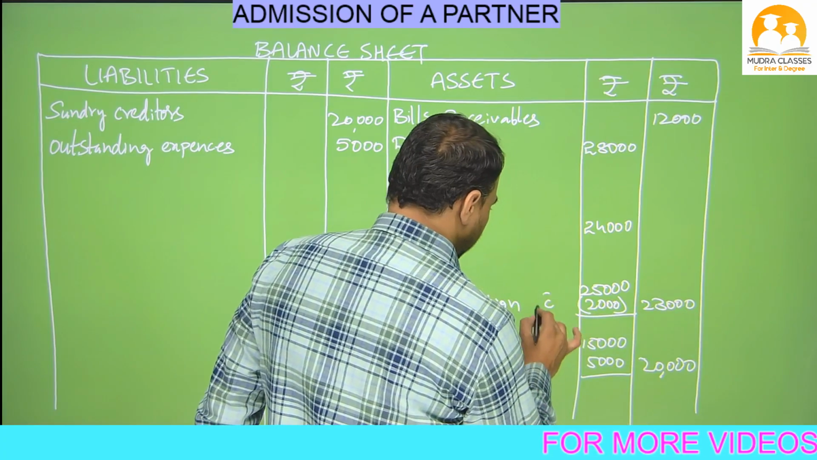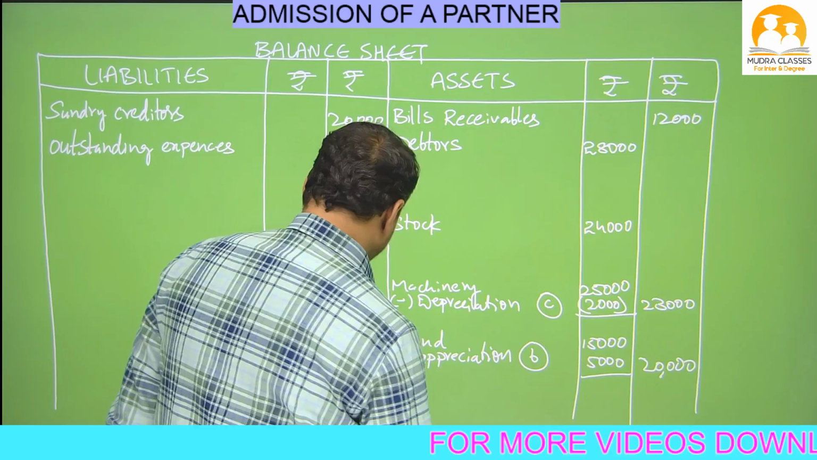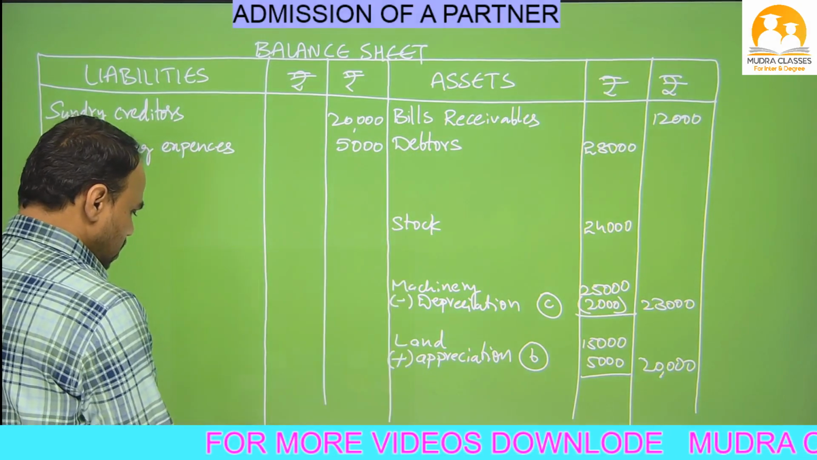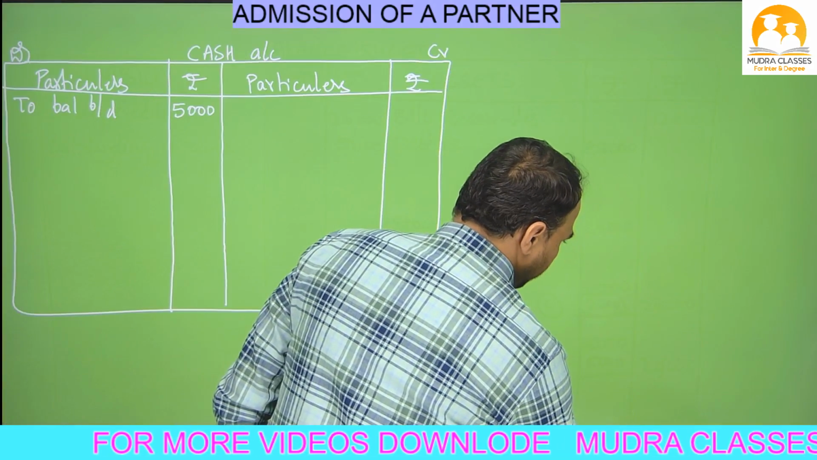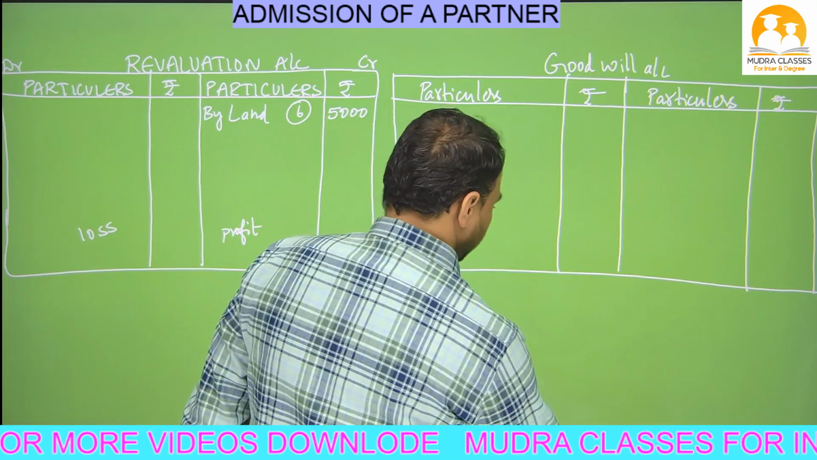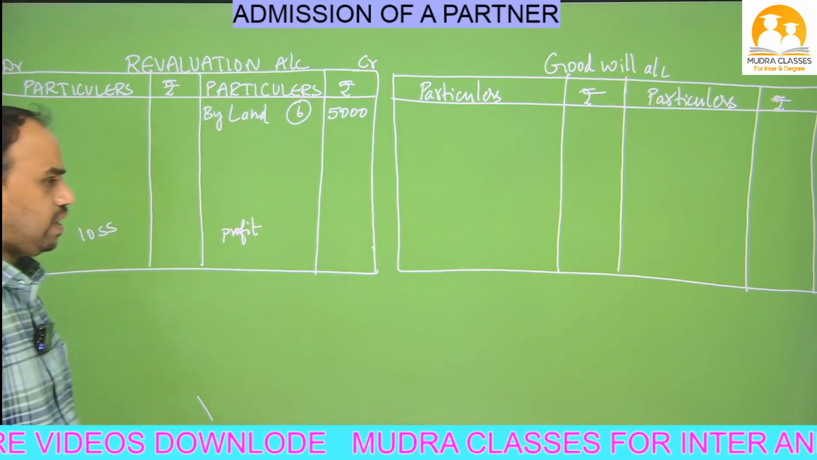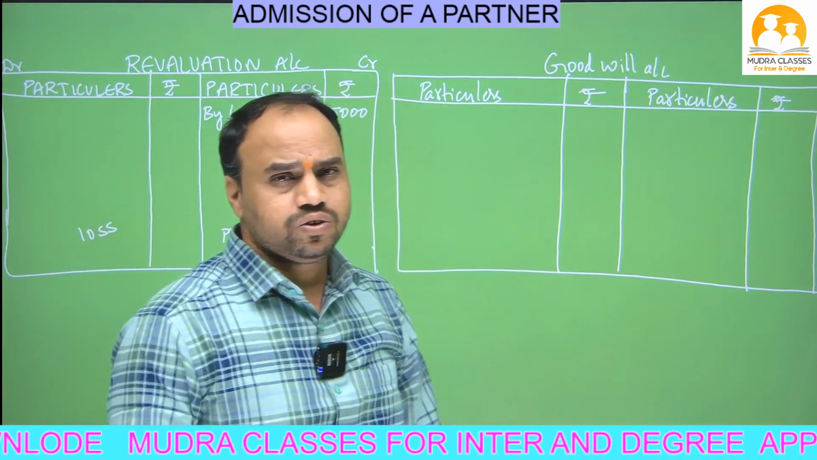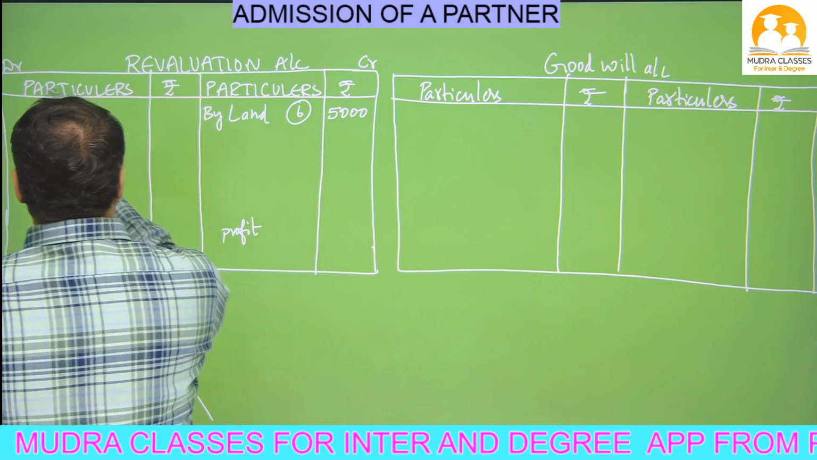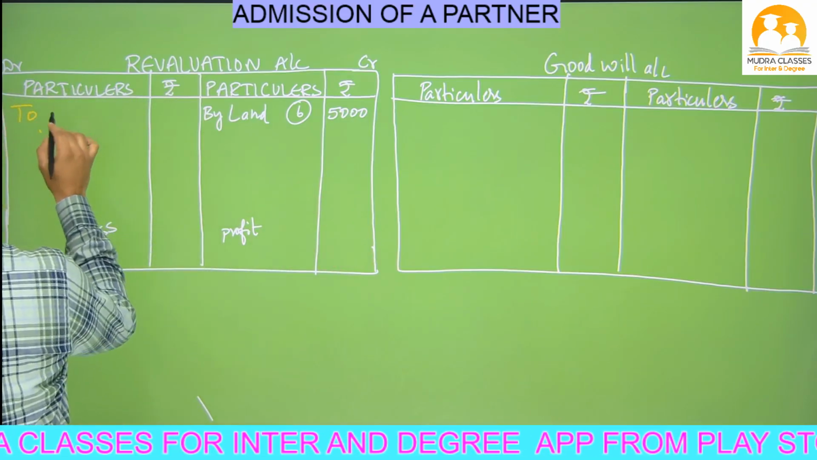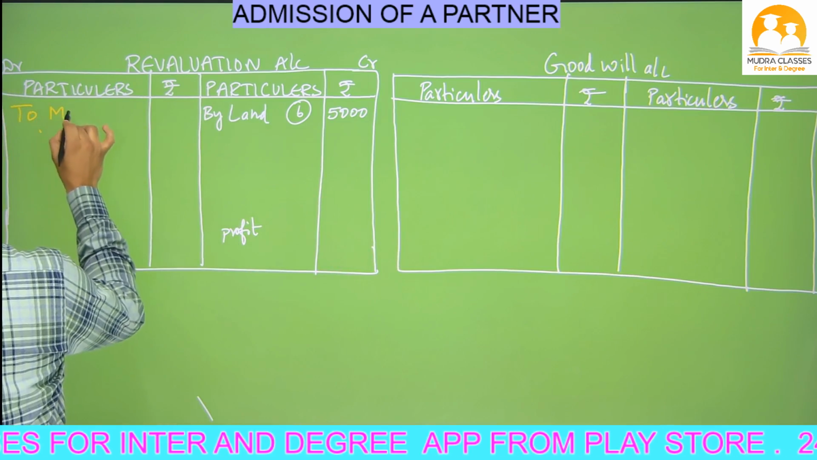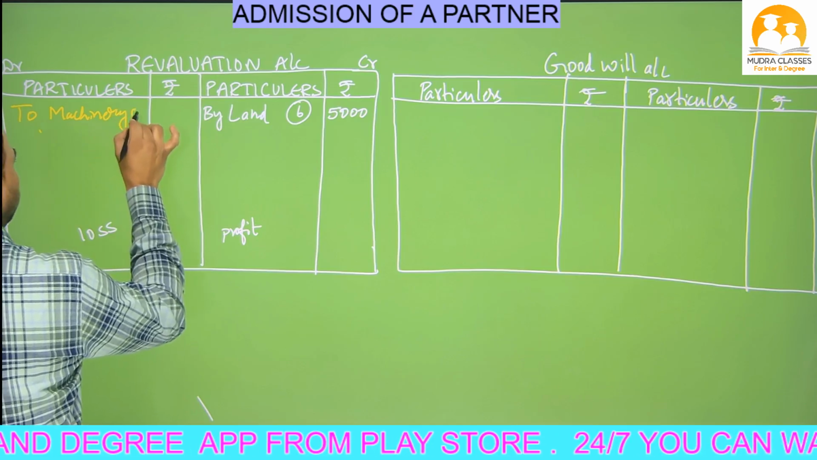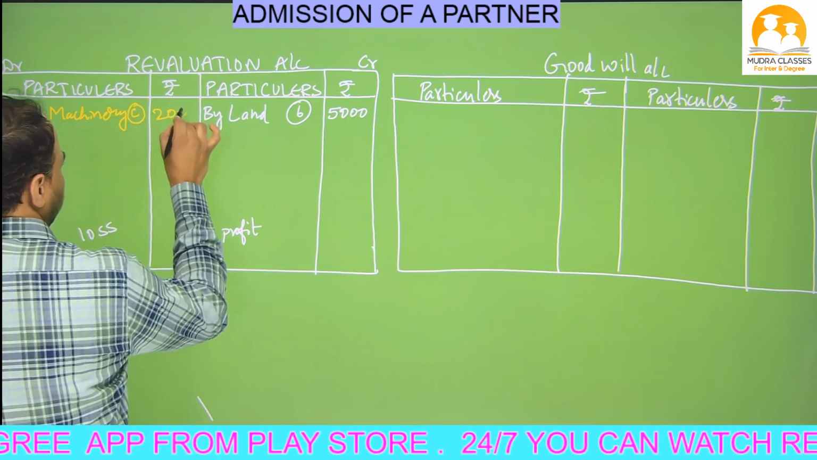Okay, this is adjustment number C. One more time, where will we write? One more time we will write in the revaluation account. In the revaluation account, asset value decreased by 2,000 rupees, so it is a loss to the business. So in the revaluation account, on the debit side we will write to machinery, adjustment number C, amount 2,000 rupees.